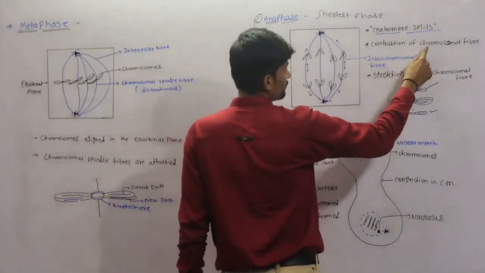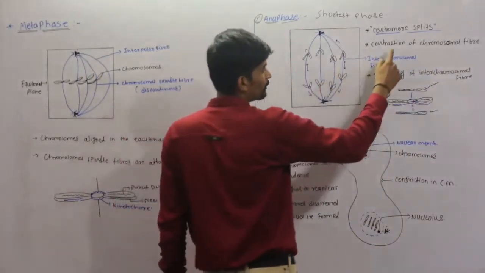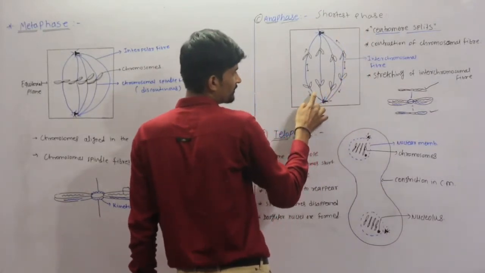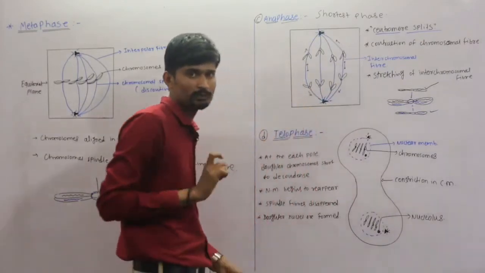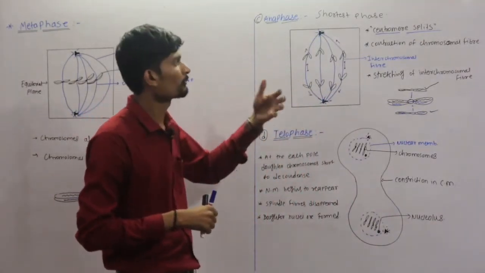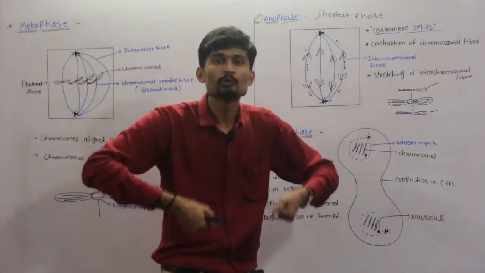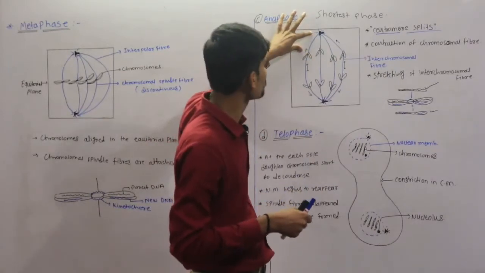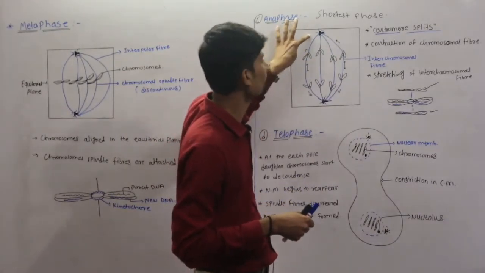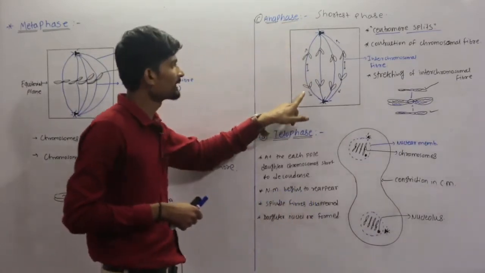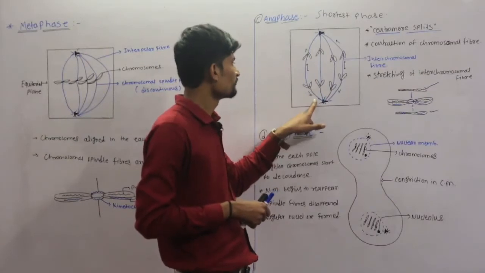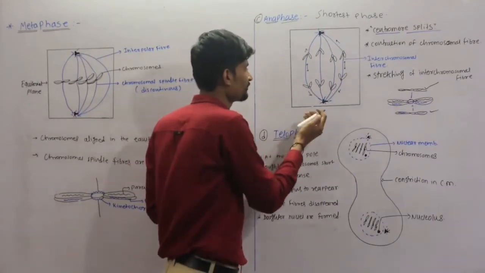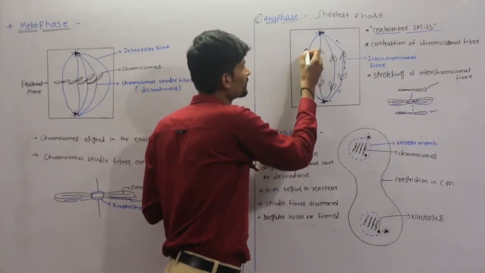Now contraction of the chromosomal fiber starts. This is the chromosomal fiber, this one, this one, this one, these are the chromosomal fibers. As the chromosomal fiber contracts, it pulls the chromosomes to the respective poles, meaning these upper chromosomal fibers pull this chromosome in the upward direction, and the lower chromosomal fibers pull this chromosome towards the lower pole. So this is the direction of movement of the chromosomes.